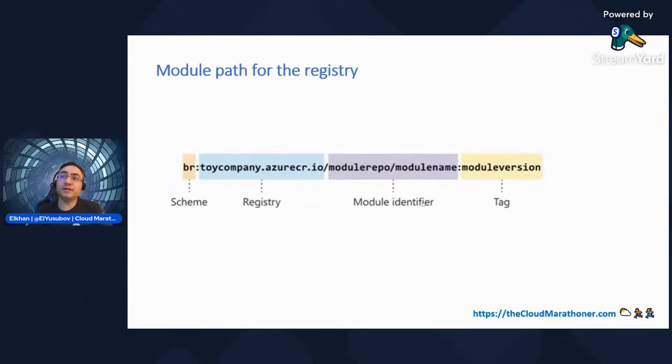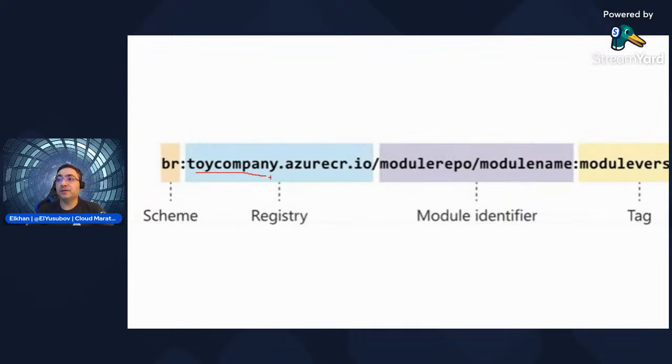But before starting that, this is another screenshot that I took from Microsoft documentation. When we define modules using the container registry, you would have this BR, which stands for Bicep repository. Then you have the name of that container registry. In our case, it's actually called Toy Company here, right? Then this is the extension that we have for Azure IO, for Azure Container Registry. Then we have the module repo. That's going to be the name, how we want to define it.